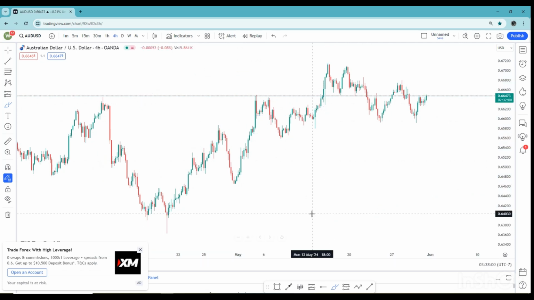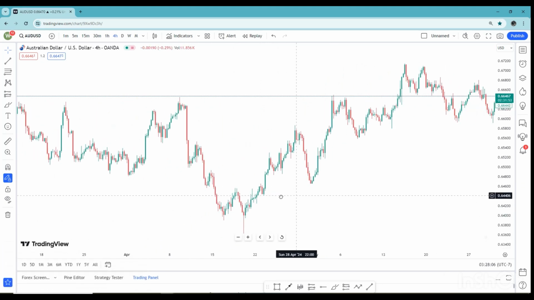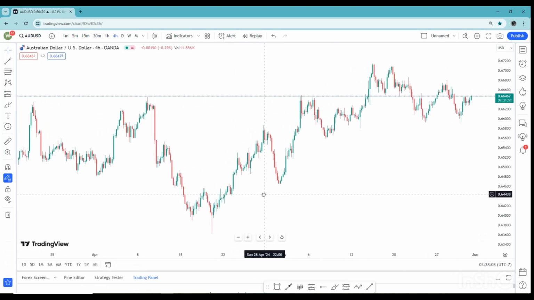I'm so sorry guys for this. I was just playing around with the market. So you have to understand what is the direction of the market.